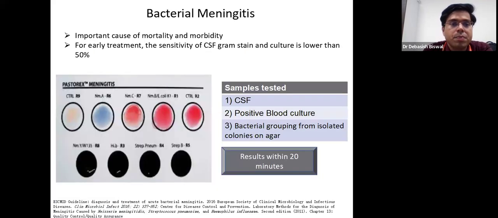We know that meningitis is an important cause of mortality and morbidity. For early treatment, the sensitivity of CSF Gram stain and culture is very low, around 50%. The samples which can be tested with this latex agglutination test are CSF samples, positive blood cultures, and also colony isolates. It gives a result within 20 minutes. We just have to add the sample and then the respective antigen, then rotate it manually and look for clumps.